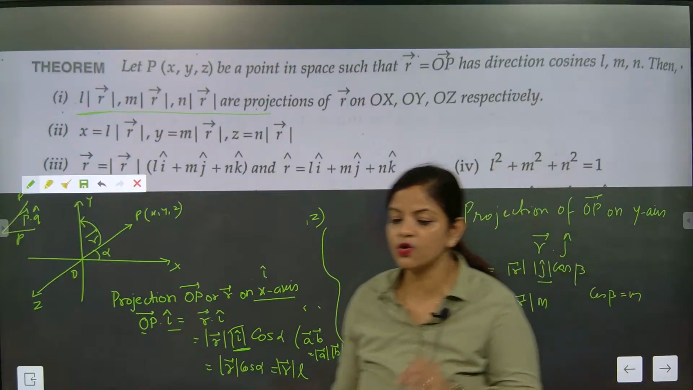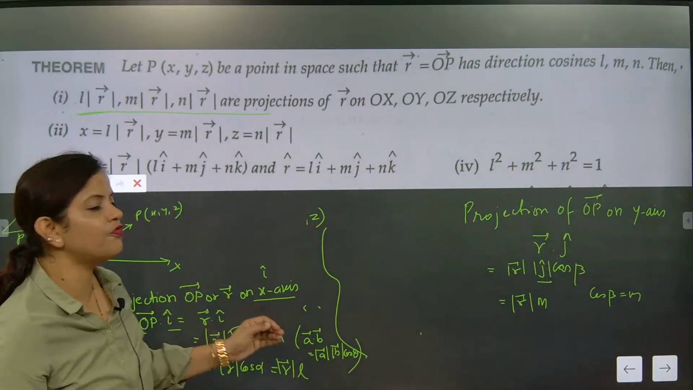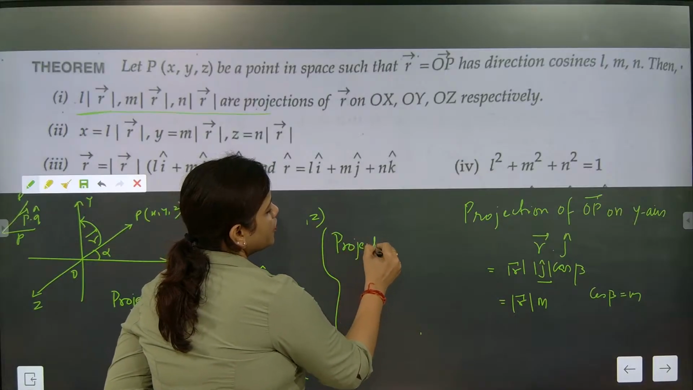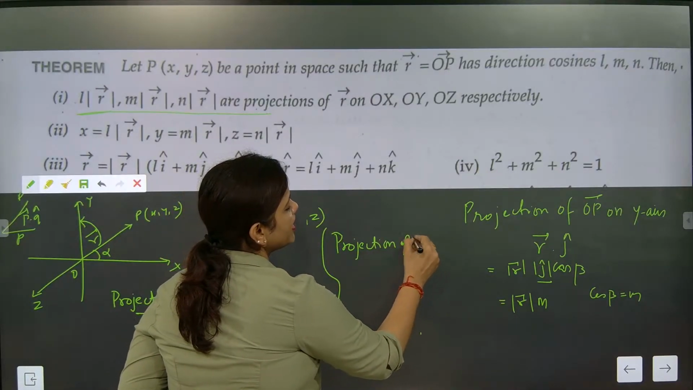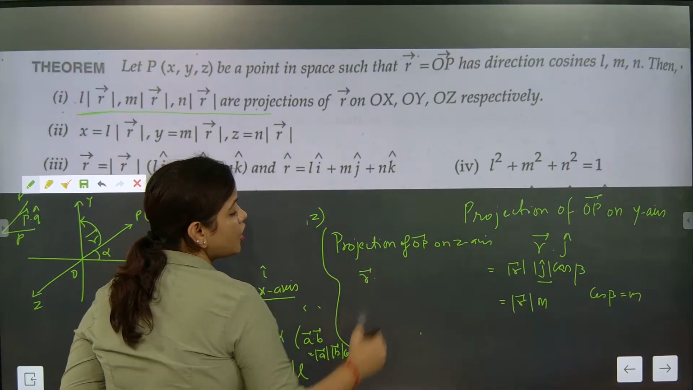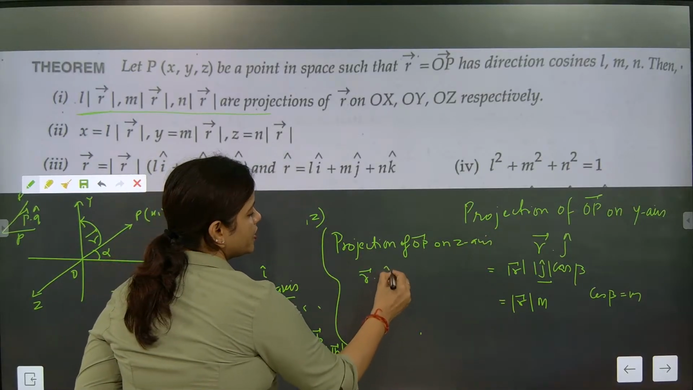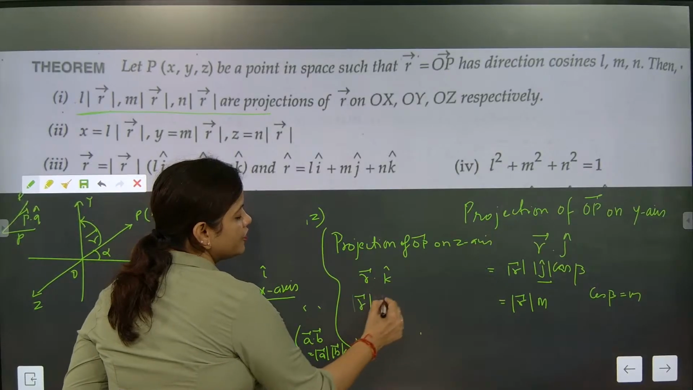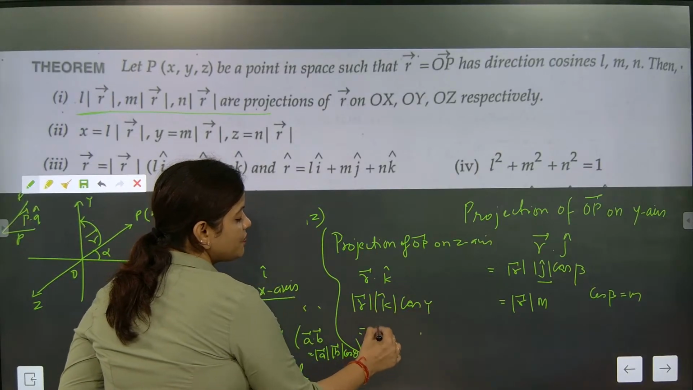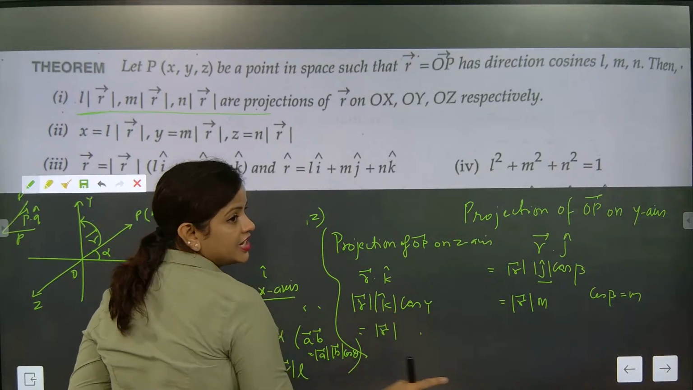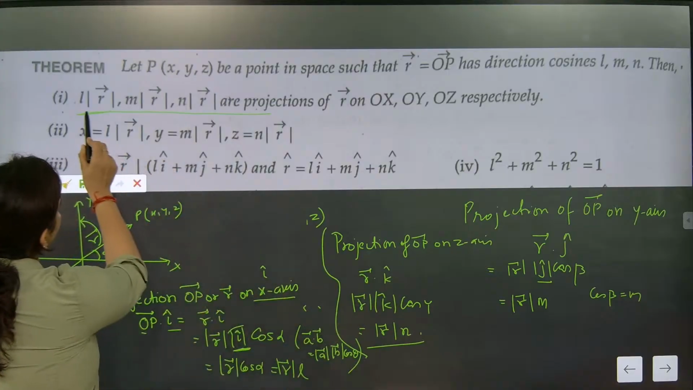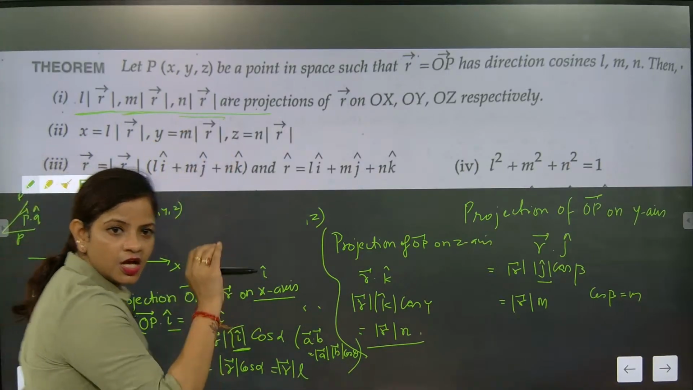Similarly we will go for the projection of OP vector on the z-axis. Quickly say what it will become. R vector dot k cap. Super. So the dot product means magnitude of R, magnitude of k cap, and the angle is cos gamma. The magnitude of the unit vector is 1. Cos gamma is N. That's it. So all three, along the x-axis, y-axis and z-axis, are proved.